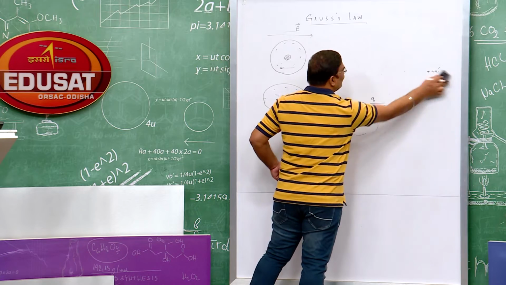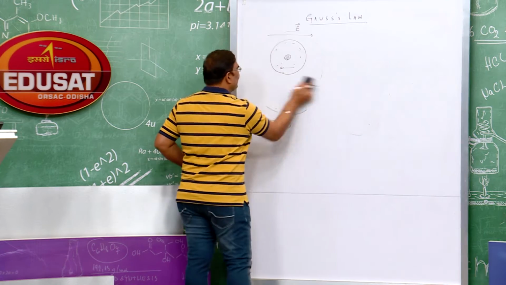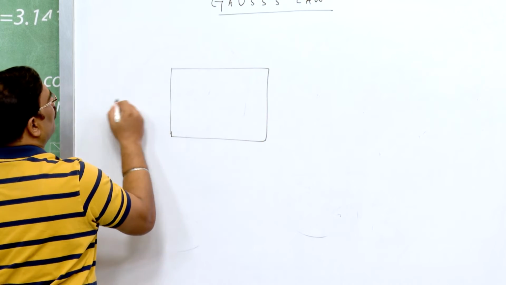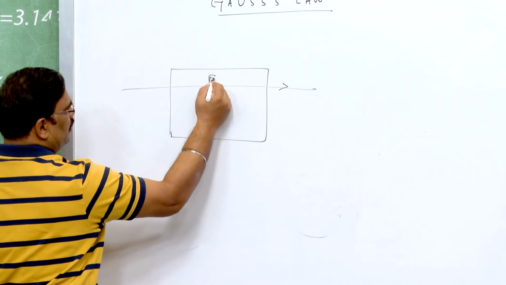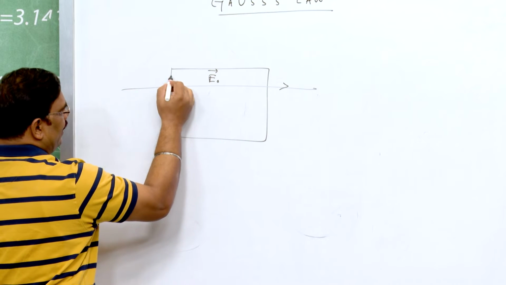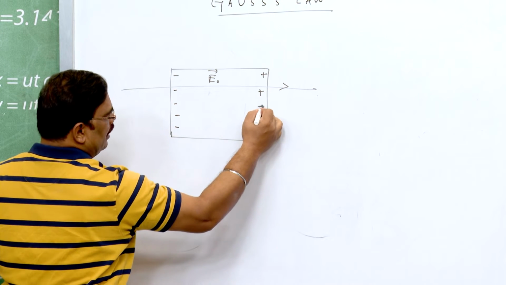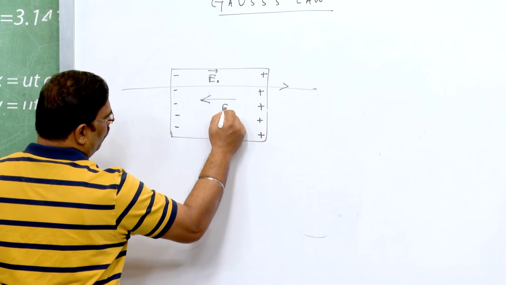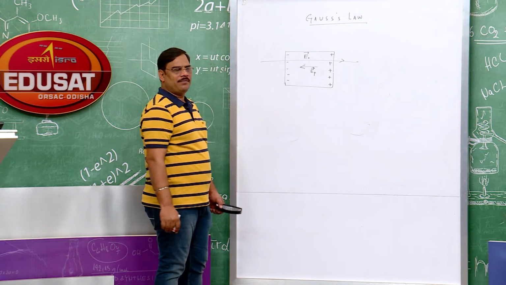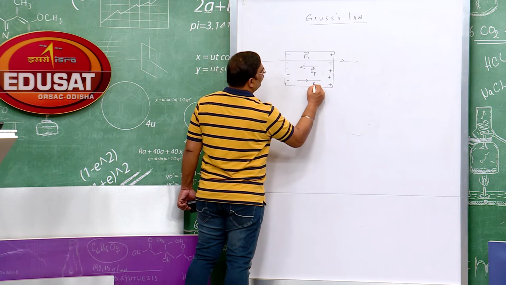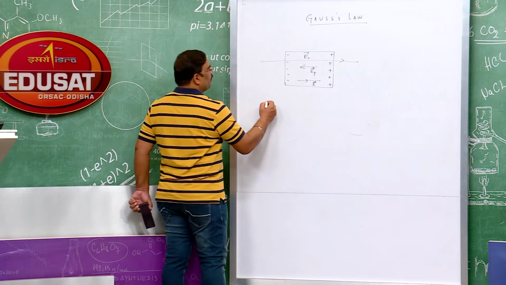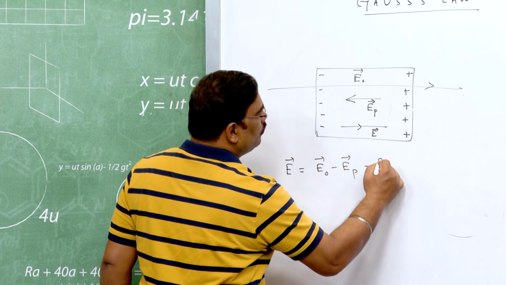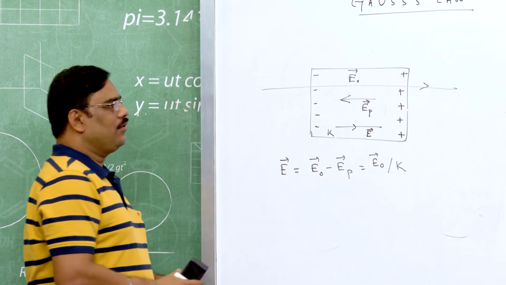So, if I apply an electric field in a piece of dielectric, may be polar or nonpolar, suppose the applied electric field is in this direction. So, this is my E 0. Now, this side we will have the negative charges, and on this side we will have the positive charges, whereas the electric field due to polarization will be opposite to the applied field. Now, the net field E inside the dielectric will be given by E 0 minus E p, which is equal to E 0 divided by k, where k is the dielectric constant of the material.